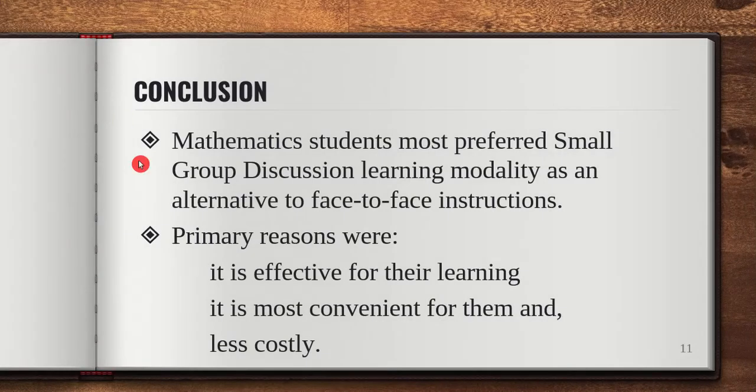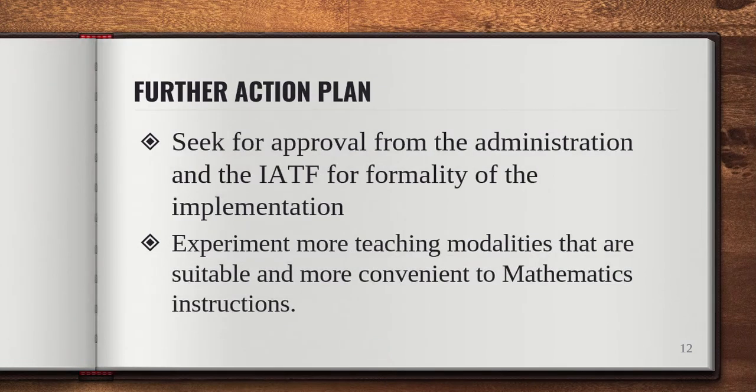The conclusion. Mathematics students most preferred small group discussion learning modality as an alternative to the previous one, which is the face-to-face instruction that we had before. Primary reasons were that it is effective for their learning, it is most convenient for them, and less costly. For further action plan, that is to seek approval from the administration and the IATF for formality of implementation and experiment with more teaching modalities that are suitable and more convenient to mathematics instruction. Anyways, this action research was designed to have optimum learning available for the students, for them to learn still in spite of the condition that we have right now, which is the pandemic.